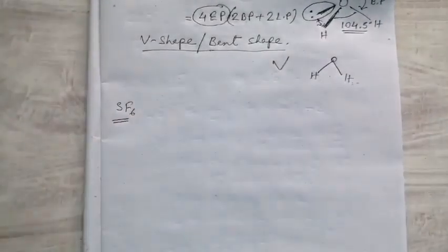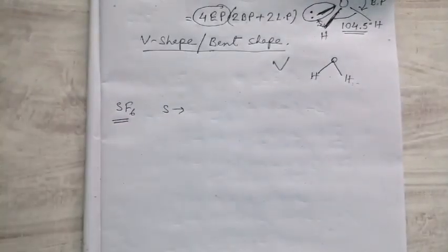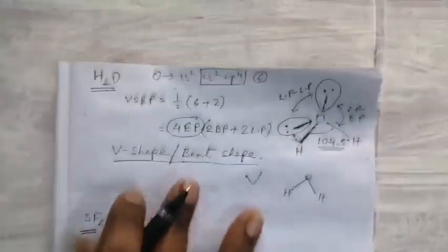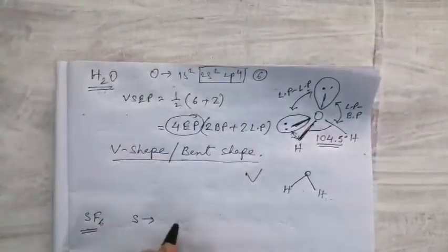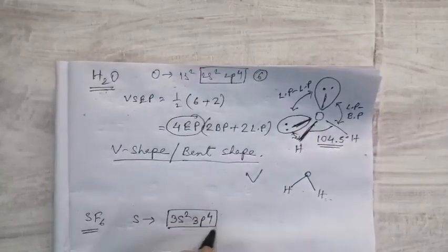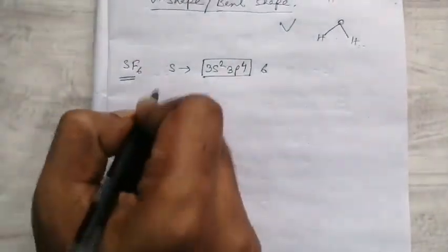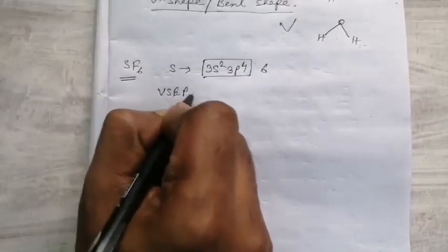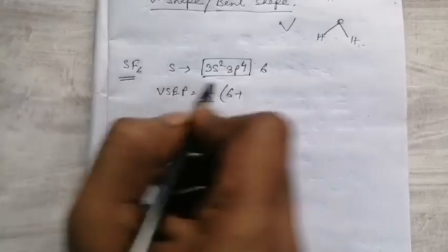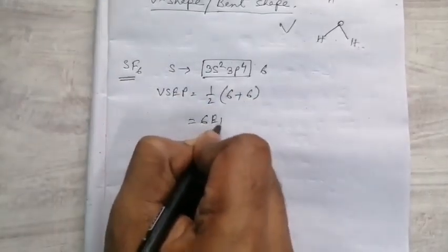SF6. Now SF6, sulfur belongs to which family? The oxygen family. So sulfur's valence shell electronic configuration will be, instead of 2s 2p, it will be 3s2 3p4. That means again it will have 6 electrons. Now calculate the VSEPR number. So it is equal to half of 6 plus, now fluorine is monovalent. How many fluorines are there? 6 fluorine atoms. So write 6. So we are getting 6 electron pairs.